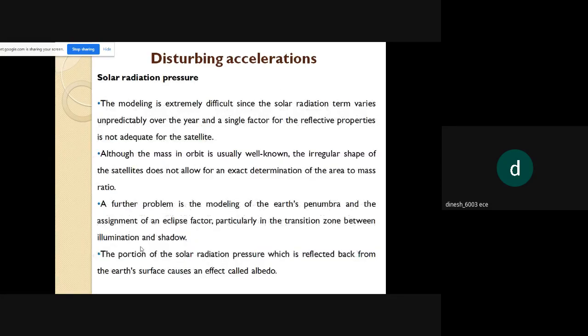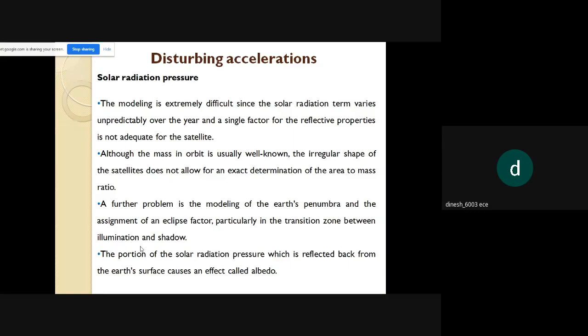So this SRP, solar radiation pressure, is extremely difficult to determine because the solar radiation term varies unpredictably over the year. It will vary, and a single factor for the reflective properties is not adequate for satellites. Although the mass in orbit is usually well known, the irregular shape of the satellite does not allow for an exact determination of the area to mass ratio.